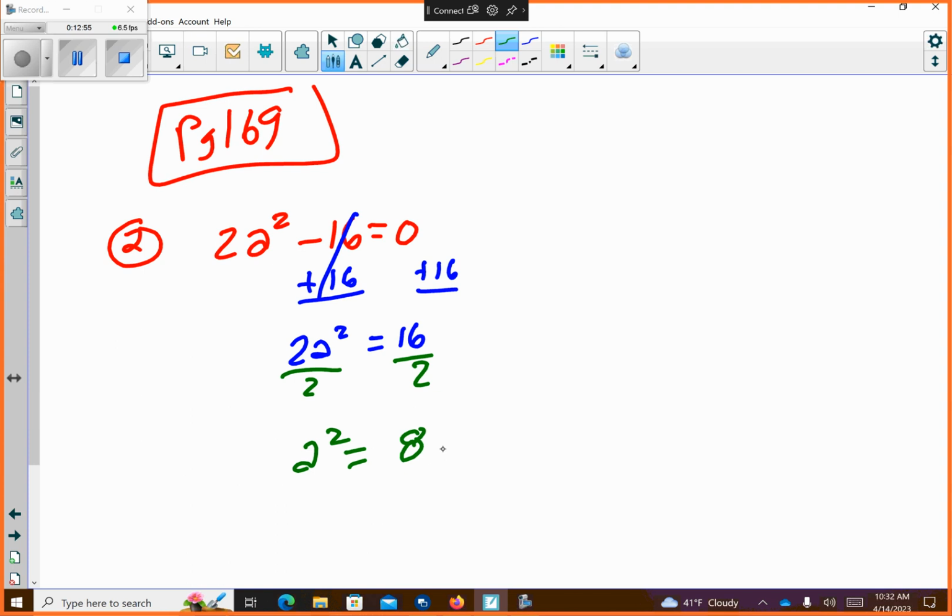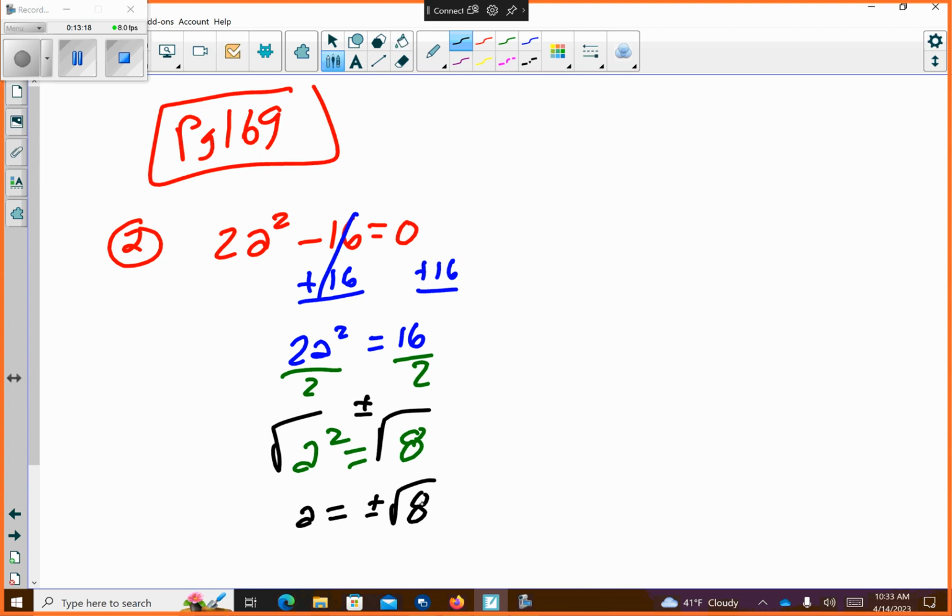Where should I go from there? Square root both sides. Hey, my friends, if we square root both sides, what should we not ever forget? Plus minus. Very good. So then I'm going to get a is equal to plus or minus root 8. Now, if you got to this point, you would get 2 of the 3 points for the problem.